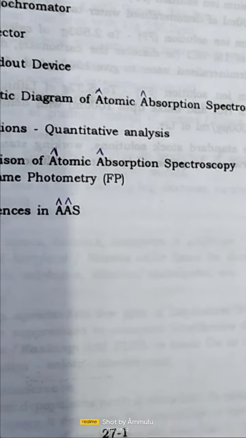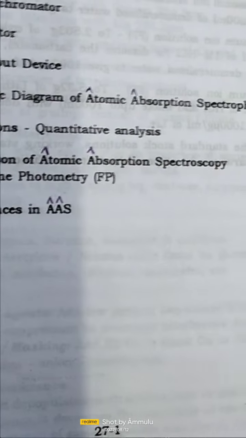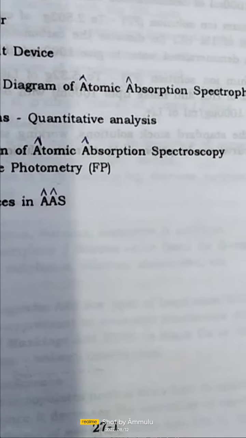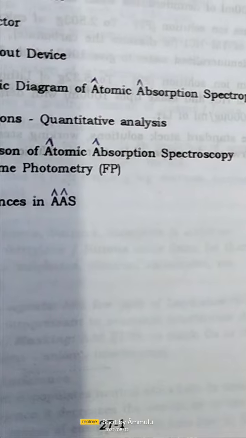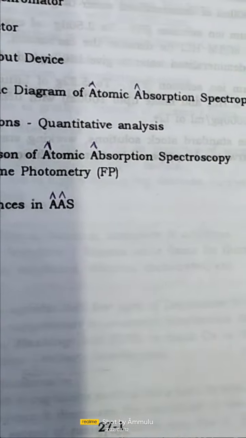The hollow cathode lamp is filled with vapor of the element and gives the specific wavelength of radiation. For the determination of every element, a separate HCL is selected, and atomic absorption spectroscopy is achieved only by using the HCL hollow cathode lamp.